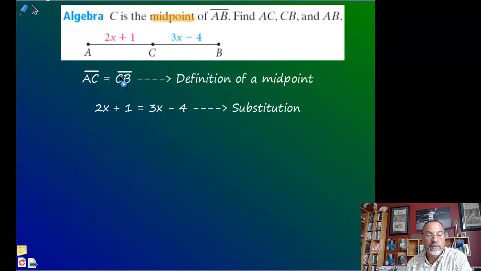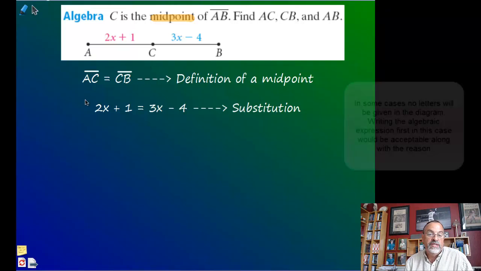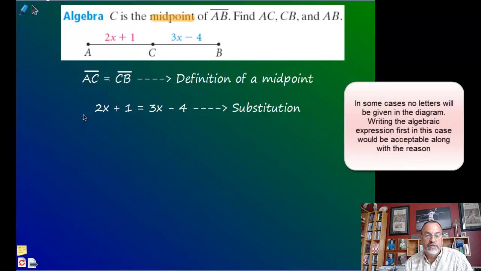Again, if you skip this step, if you just jump right to here, you're skipping geometry and jumping right into algebra. And this is a geometry course, so you must have the algebraic expression and the reason why that algebraic expression is true. If you don't do that, you're skipping geometry. I can't give you full credit that you understand geometry. You have to be able to give reasons, all right? So once we have this, we solve, and we have x is equal to 5.